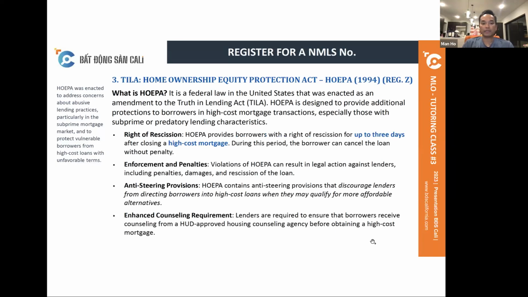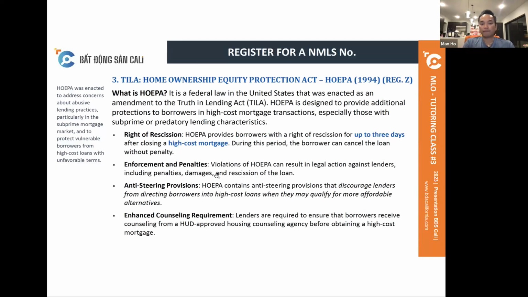Okay, the right of rescission. HOEPA provides borrowers with the right of rescission for up to 3 days after closing of a high cost mortgage. Okay, and like I say, this is refinance, not purchasing. Okay, during this period, the borrower can cancel the loan without penalty.